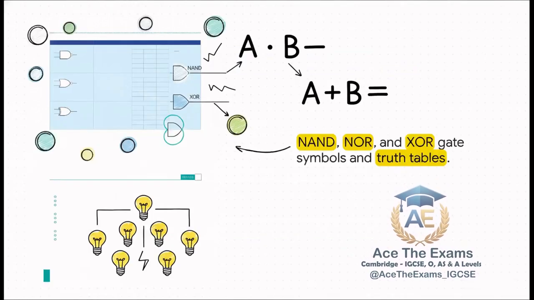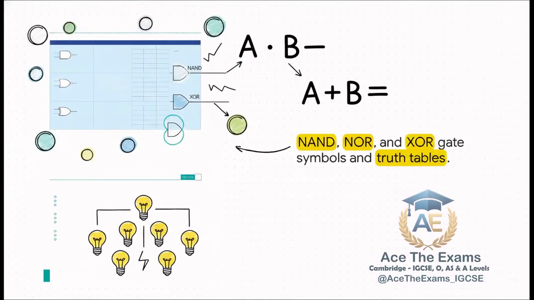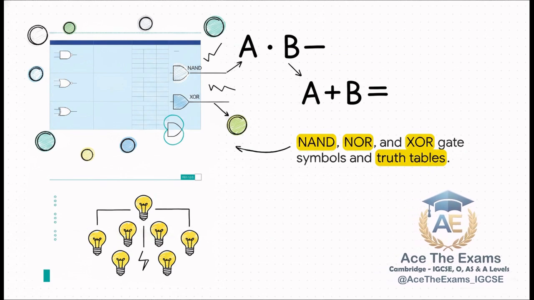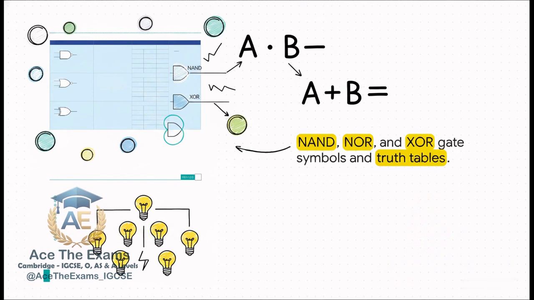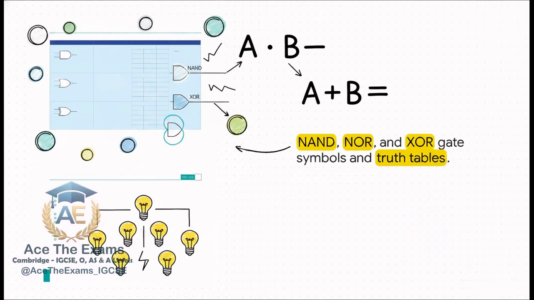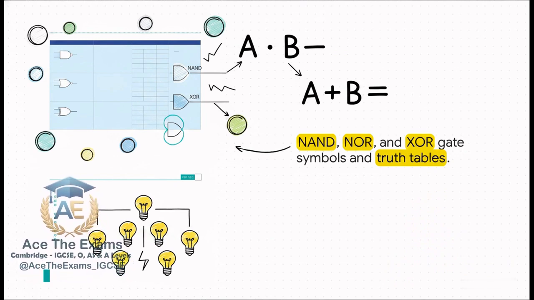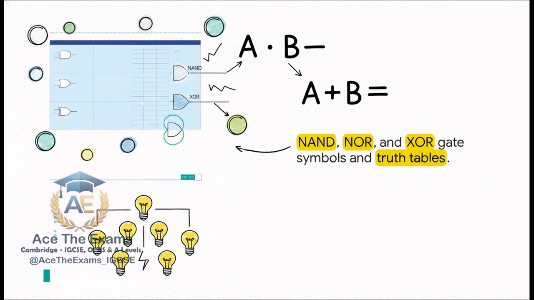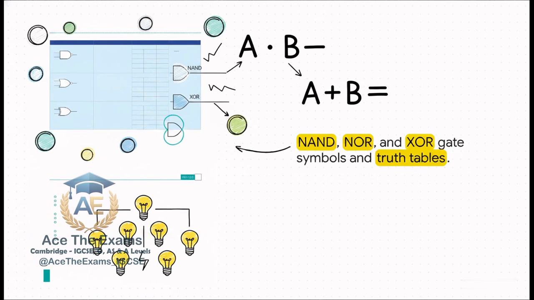Let's connect those new rules to their symbols. Notice anything familiar about the NAND and NOR gates here? They look exactly like the AND and OR gates from the previous slide, but with one absolute game changer, that tiny circle at the output end. Just like we saw on the NOT gate, that little circle is visually screaming at you that the output is being inverted.